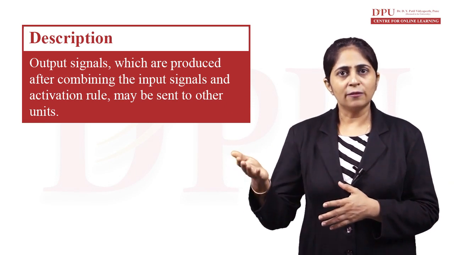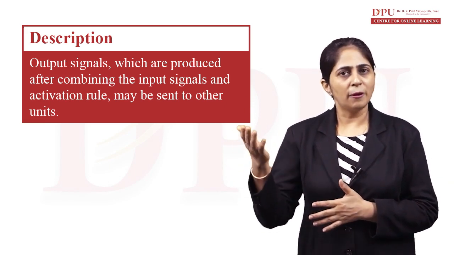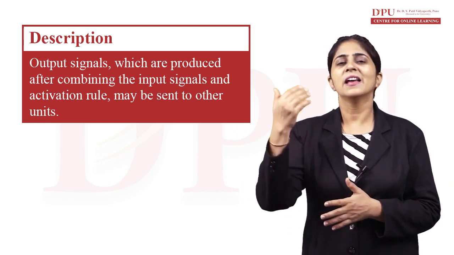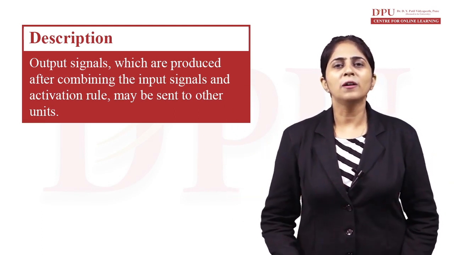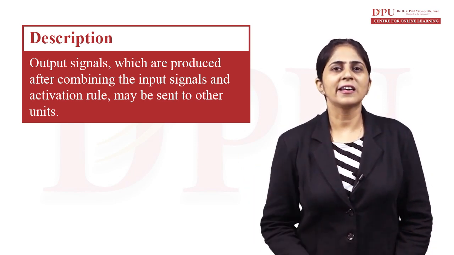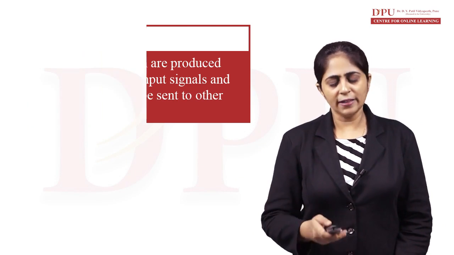Then we check whether it increases above the threshold value that has been allocated to it. If yes, then that particular signal will be transferred to the next node. So that is how the functioning takes place in our neural network.